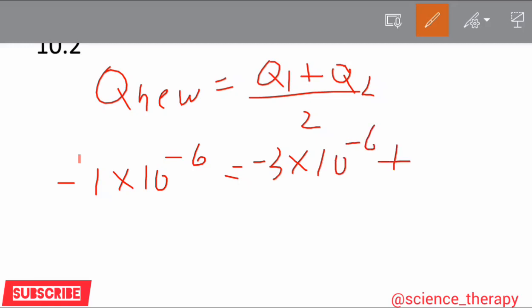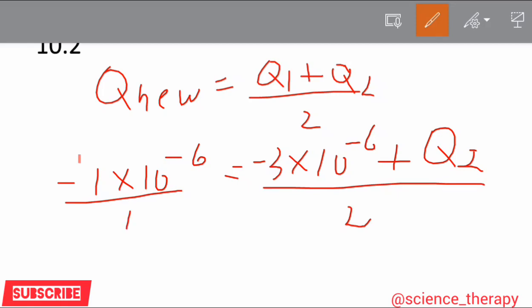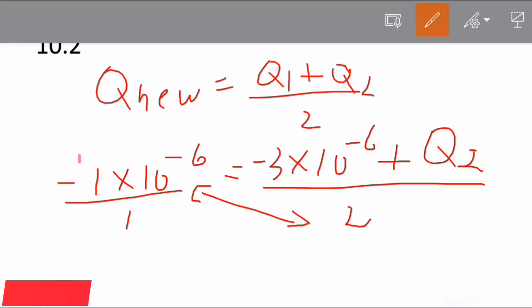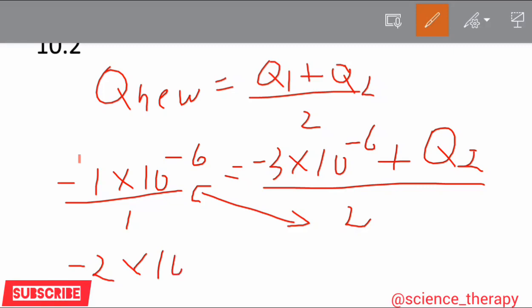But what about sphere Q? Before it came into contact, we don't know. So we're just going to write it as Q2 like that. Then we say over 2. Now we know we have a fraction on the right hand side. So we might just as well make this one a fraction by saying over 1. Now at this point, we know mathematically we have to cross multiply here, right? So if you say -1 times 10 to the power of -6 multiplied by 2, that will give you -2 times 10 to the power of -6, right?